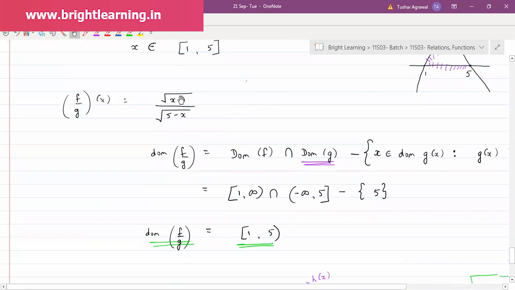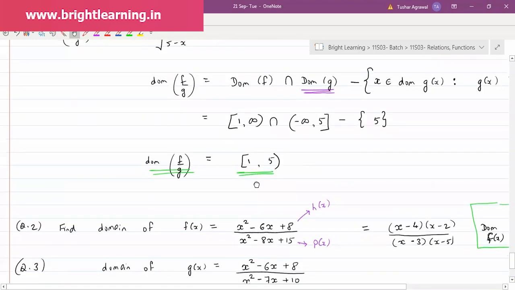So for f upon g, the numerator should be defined, the denominator should also be defined. Just take care that the denominator does not become 0. The numerator was defined everywhere from 1 to infinity. The denominator was defined everywhere less than 5. We just have to make sure that the denominator does not become 0, so we are removing the point 5. Was this point clear to you, Makran? Yes, sir.